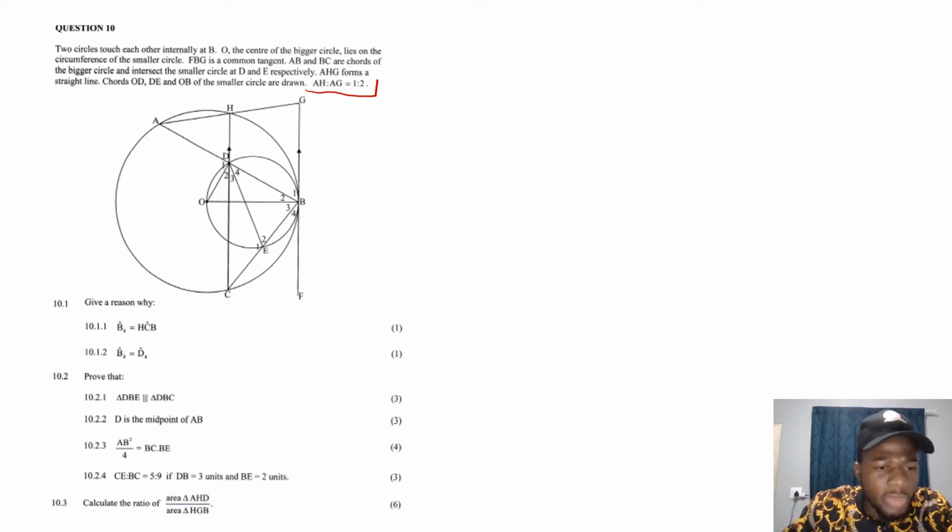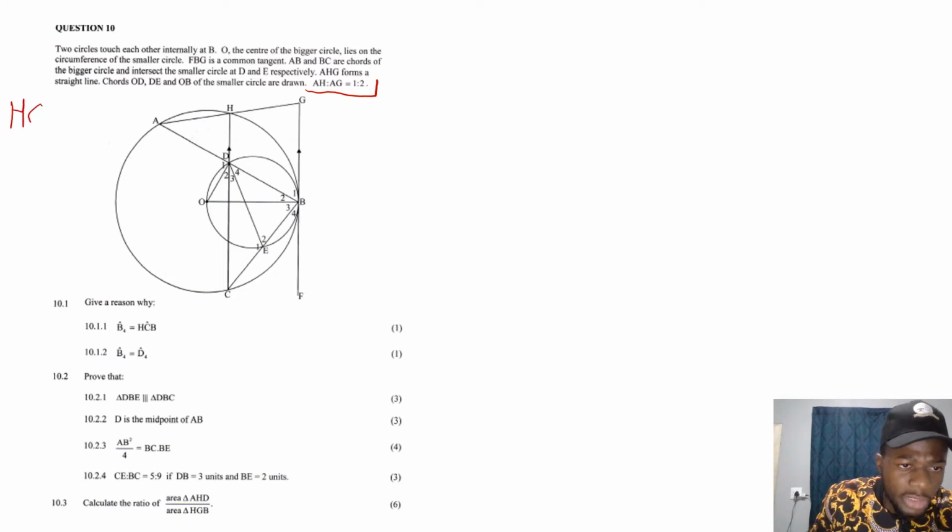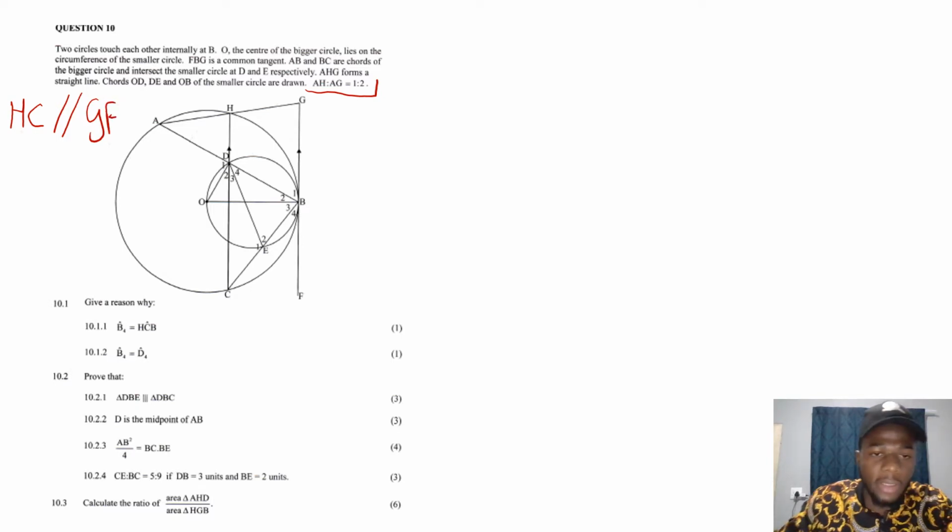So the first question, they say give a reason why angle B4 is equal to angle HCB. Before I answer this question, there's another piece of information that they have left out. If you can check, we are given two parallel lines. They were supposed to write that HC is parallel to GF, but it's fine, because they have indicated it. The angle they're talking about is this one, angle B4, and the other angle is angle HCB. That's the angle C.